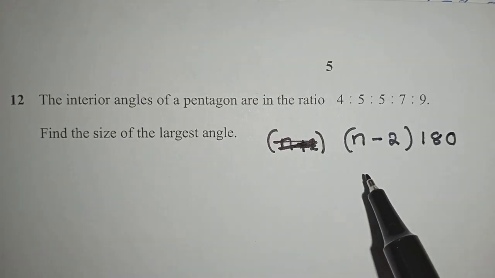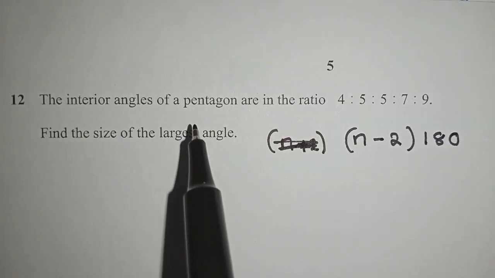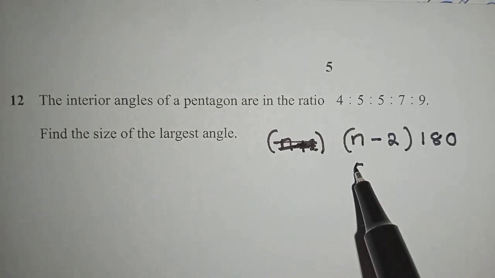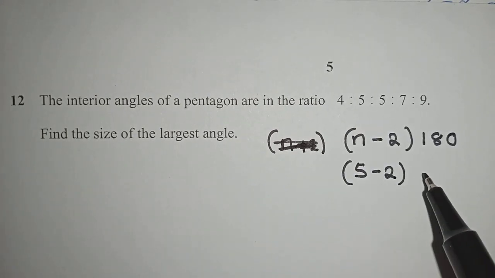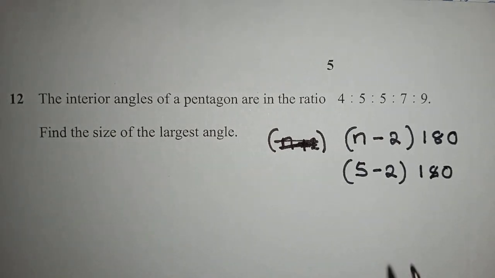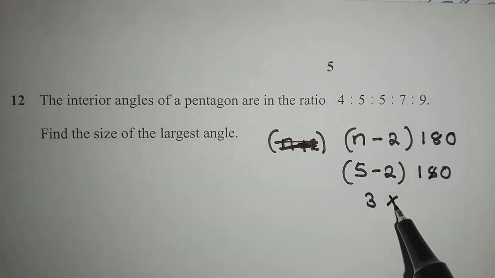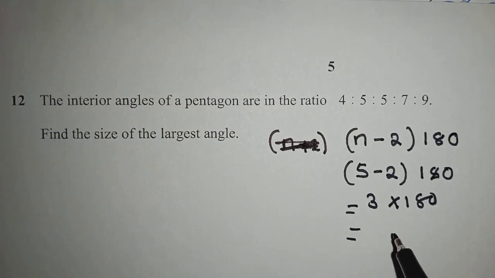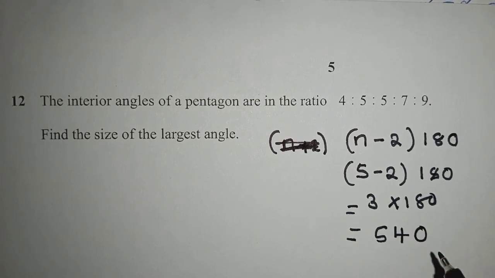So what is the number of sides of the pentagon? It's 5. So write 5 minus 2 and 180 there. What is 5 minus 2? That's a 3, so times 180. We want to find the sum of the angles of a pentagon. So when we multiply, what are we getting? We're getting 540.